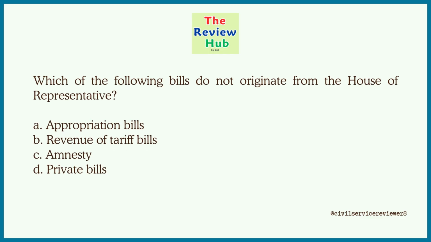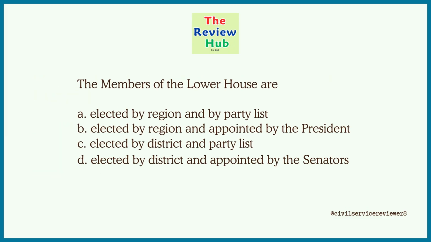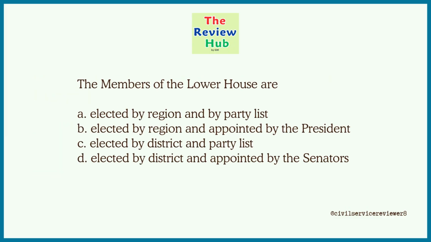Which of the following bills do not originate from the House of Representatives? A. Appropriation bills. B. Revenue or tariff bills. C. Amnesty. D. Private bills. The correct answer is letter C. Amnesty.